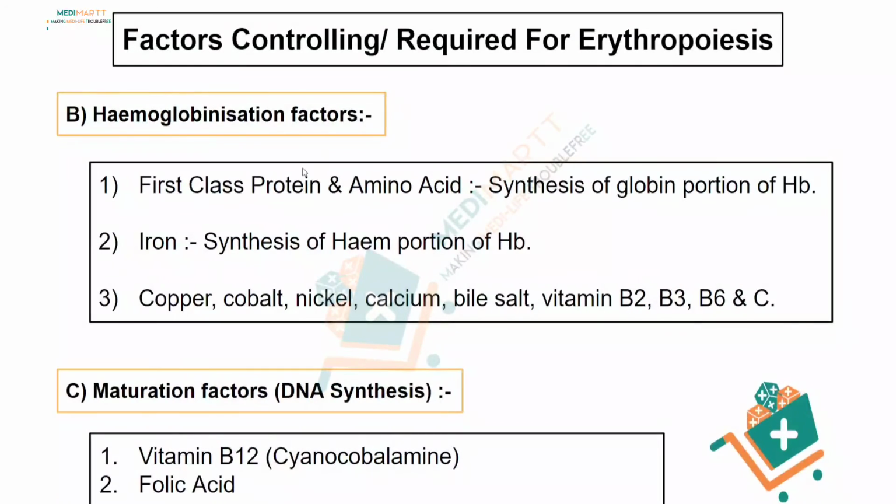Now moving on to the hemoglobinization factors. The hemoglobinization factors are first-class protein and amino acids, for the synthesis of the globin portion of the hemoglobin.